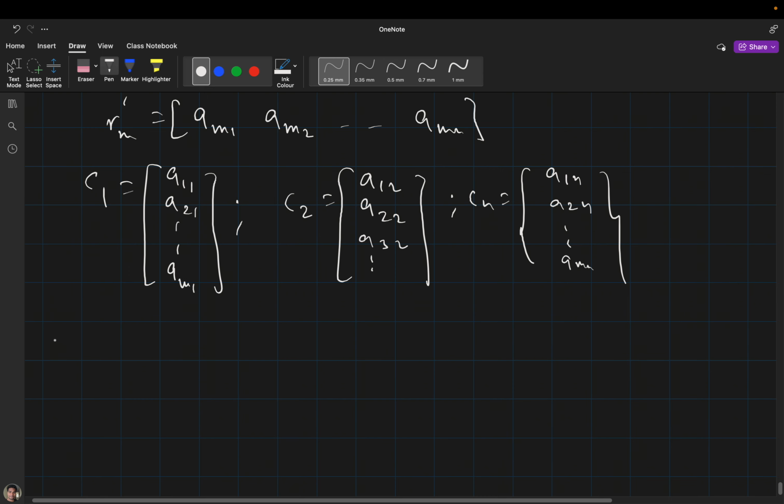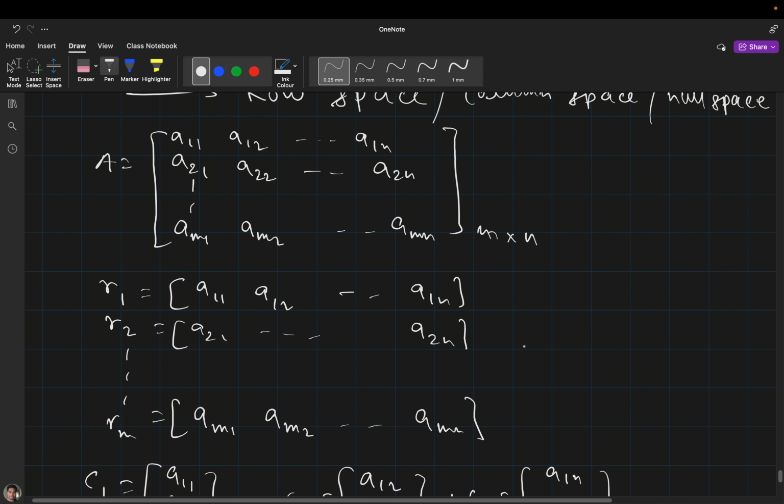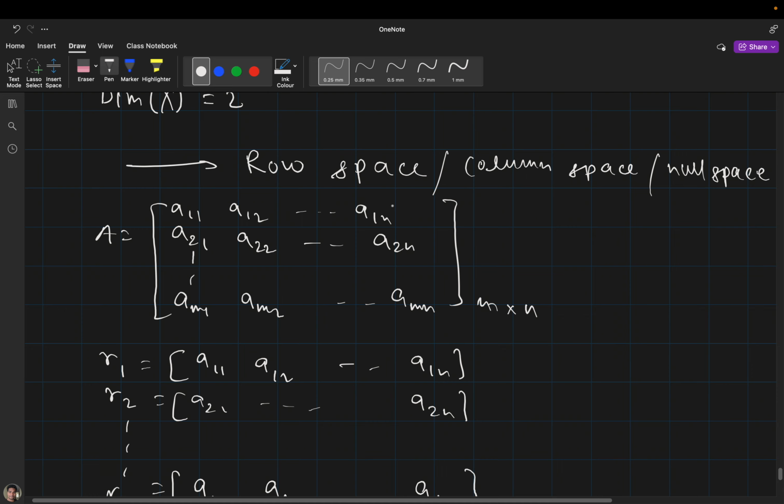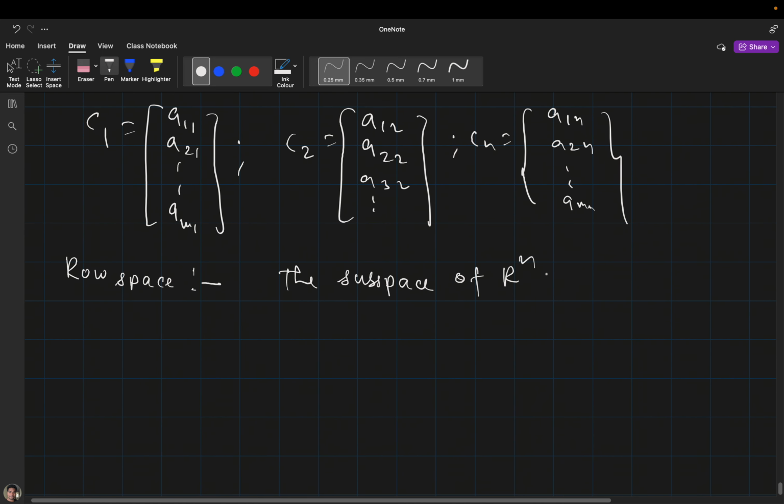So from the definition, row space is nothing but the subspace of Rn. Note that it is Rn. It is talking about Rn, 1, 2, 3 up to n. The subspace of Rn spanned by the row vectors. Okay, this is called row space.